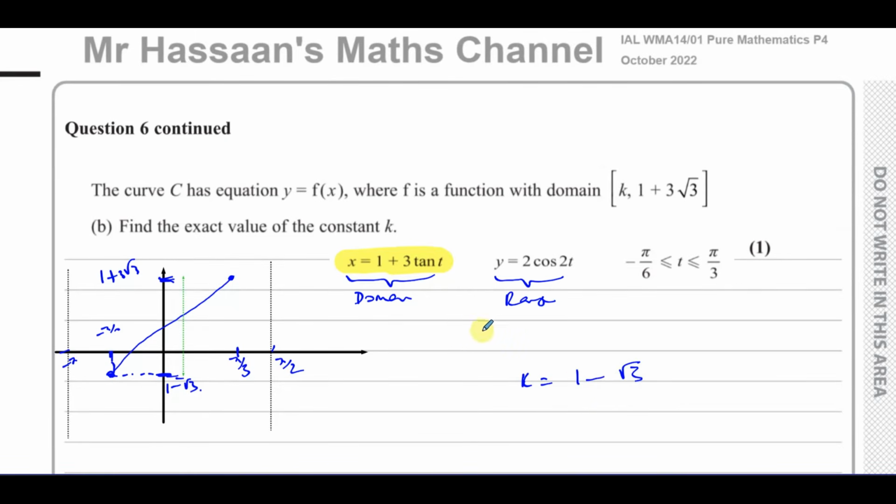Okay, so when you put x equals 1 plus 3 tan t, when we put t equals negative pi over 6, we end up with this. So that is a lower limit. So there's the answer to part B. That's the value for the k there.